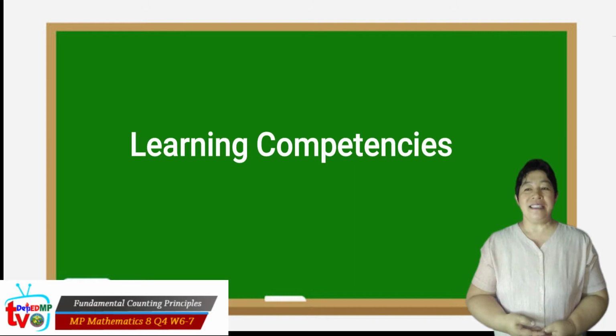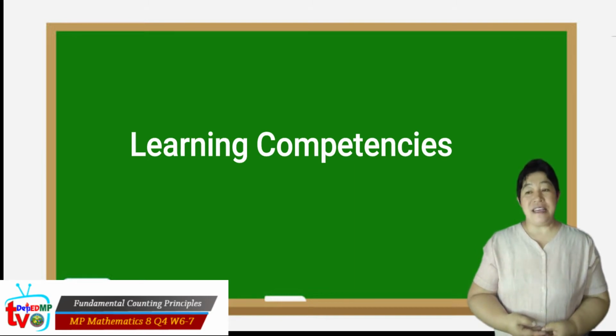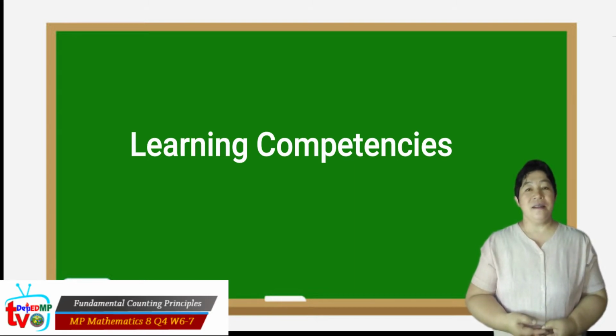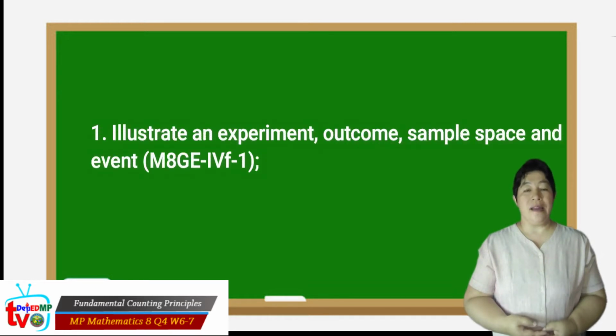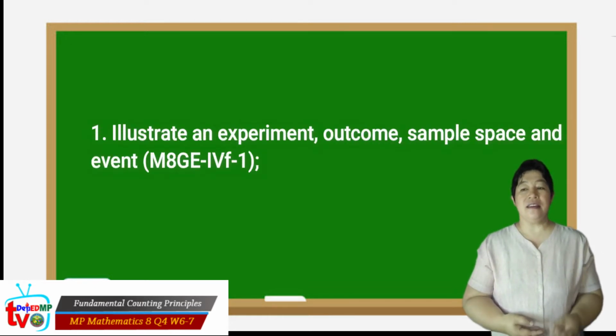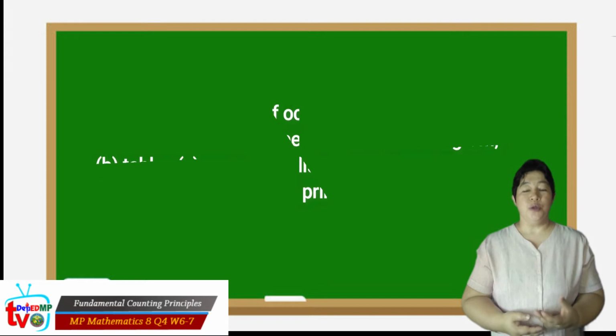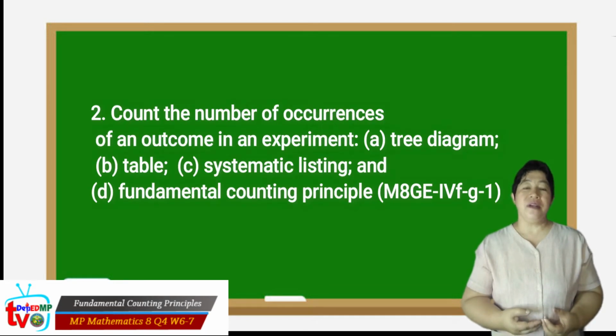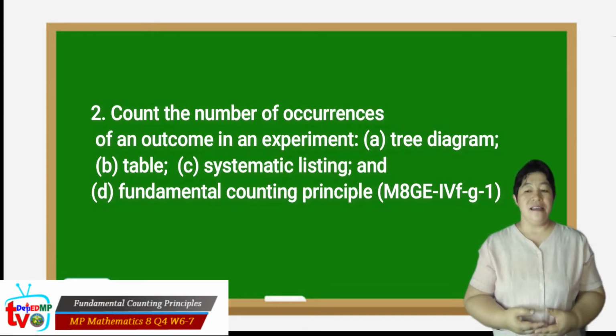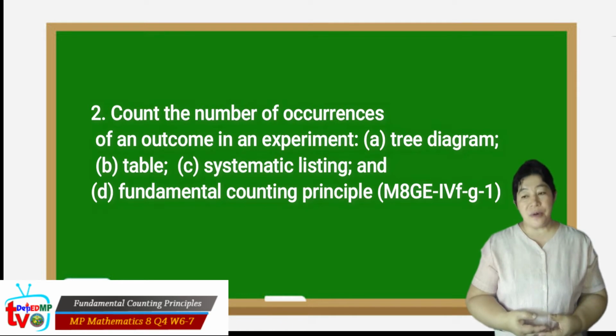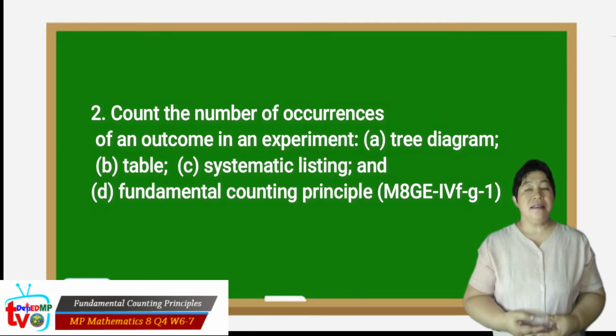So what is expected of you at the end of this video? These are the learning competencies. 1. Illustrate an experiment, outcome, sample space, and an event. 2. Count the number of occurrences in an experiment using a tree diagram, a table, systematic listing, and multiplication rule.